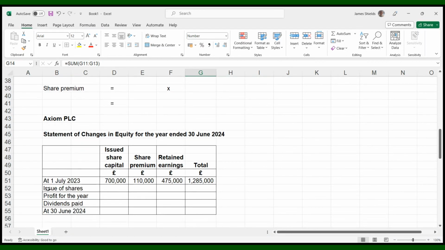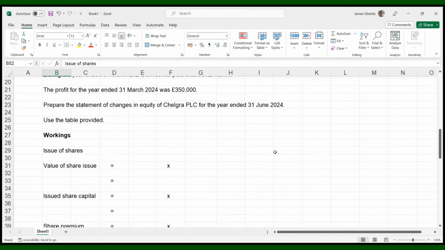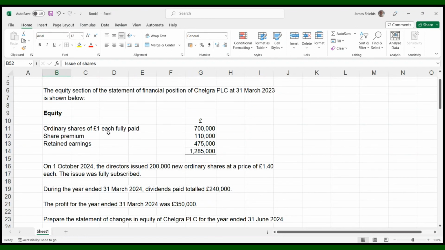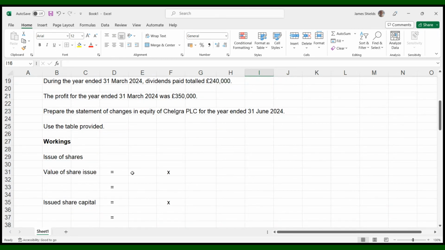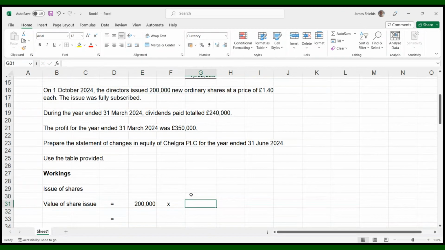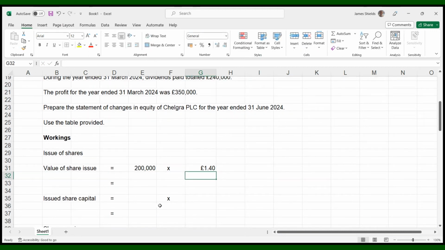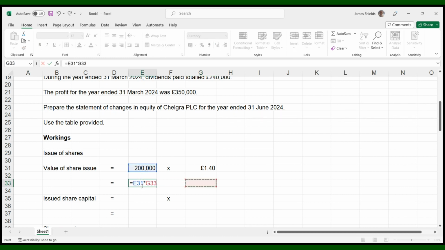Next, we have issue of shares. So go back to the information in the question. Our shares have got a nominal value of £1, and we issued at a share price of £1.40, which means we're going to have a share premium element. So first of all, I put down the value of the shares issued. So this is the total amount I'm going to receive. It's 200,000 shares, and the price was £1.40. So the total value of the shares issued is going to be 200,000 shares times the £1.40, gives us a total of £280,000.